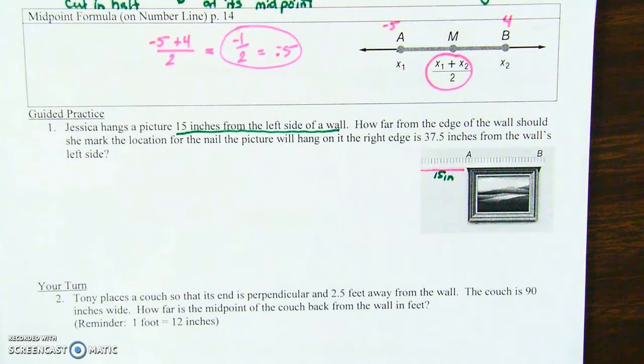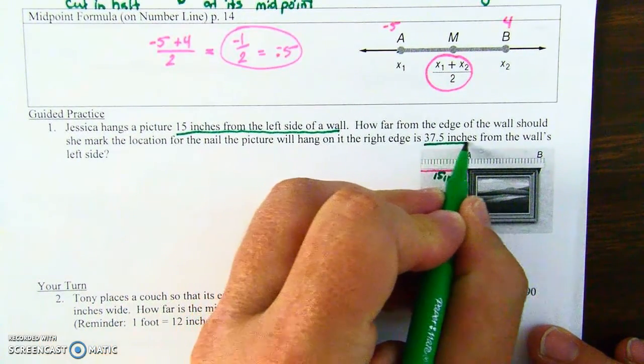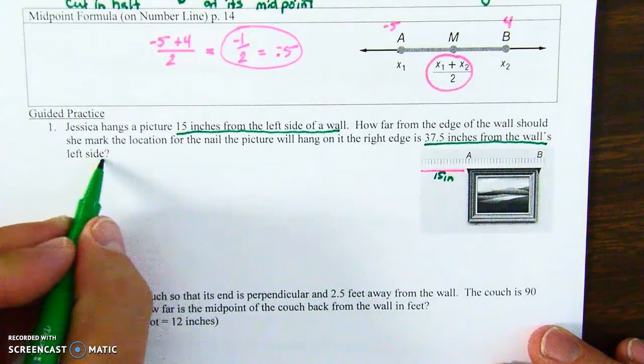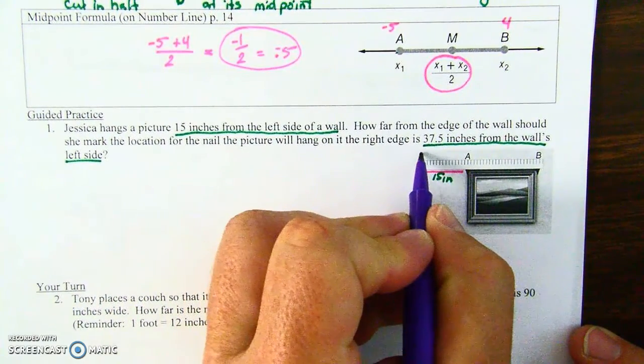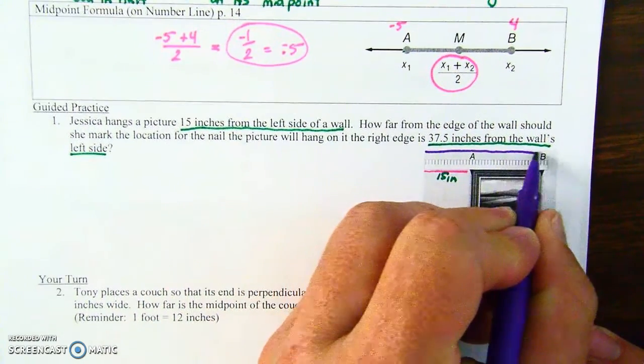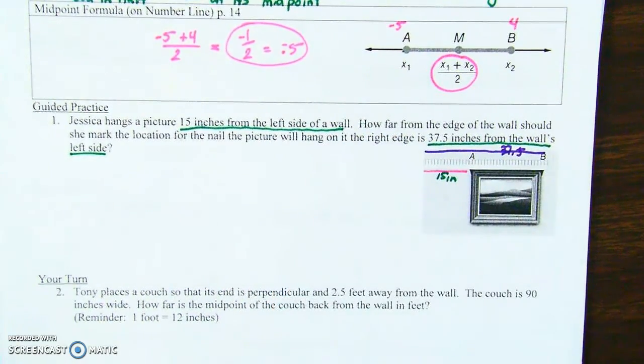For the nail, the picture will hang on the right side, on the right edge, if it's 37 inches. So this part is 37 inches from the left side. So way over here again, and we measure, let's do it in a different color. So now let's take this one, and we're talking about the distance from here all the way to B is 37.5.